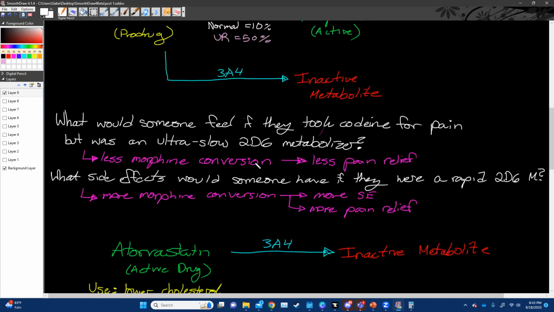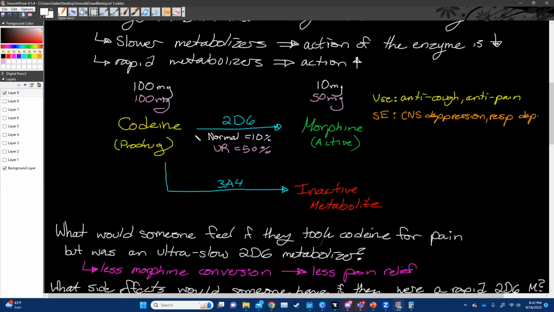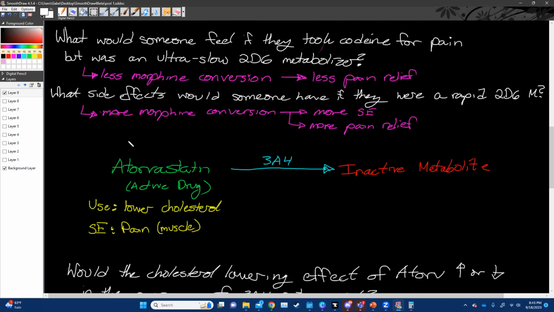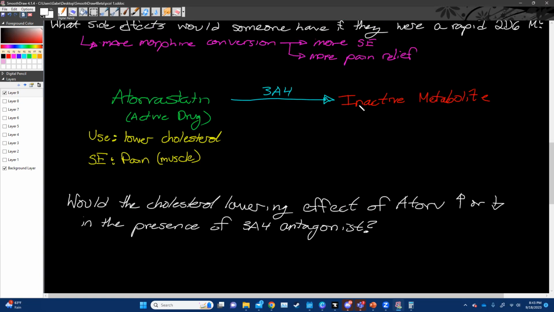The difference here from what we were looking at before is that codeine was a prodrug, right? It had no effect on the body. Here, the active drug is prior to the metabolism. So if you give an antagonist, it is going to turn off 3A4, meaning less of the active drug is being metabolized. So more atorvastatin collects in the body, and if more is there, you're going to lower the cholesterol even more because it's not being removed from the body. So would the cholesterol lowering effect of atorvastatin increase or decrease? It would increase, and the reason is because we are turning off metabolism prior to getting rid of the active drug.